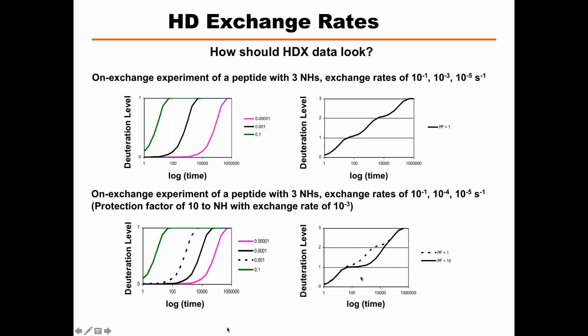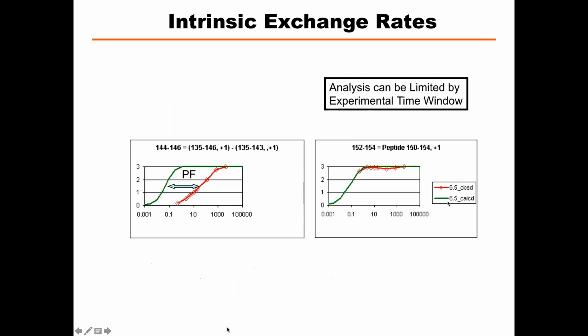So there's information in the actual shape of the curve. If you have enough sampling over the time window, you can get to binning how many really fast exchanging, medium exchanging, or slow exchanging amides are within a particular peptide. So again, if you look at ideal data, here's an intrinsic exchange rate curve, and then in a folded protein, it's shifted to the right, it's protected.